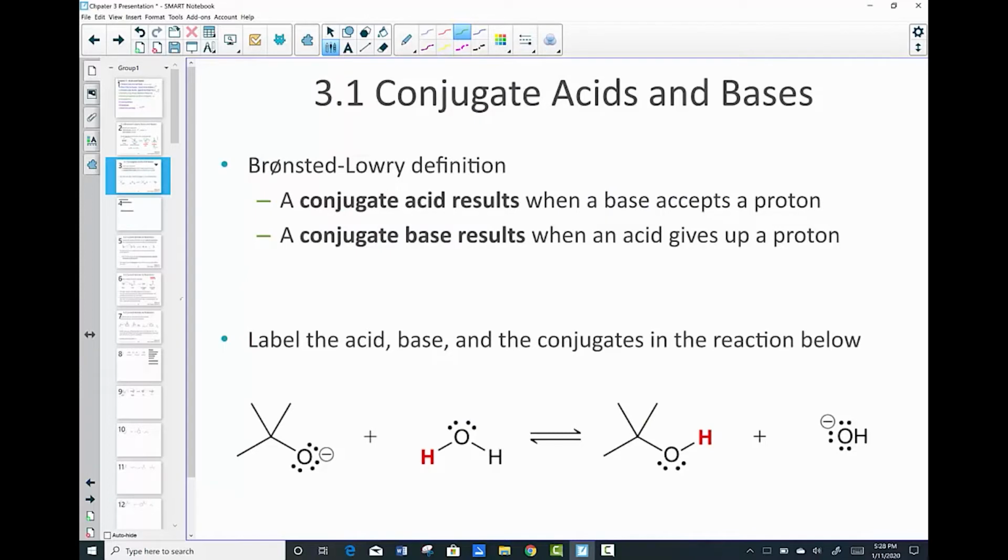The species that form are known as conjugates. So a conjugate acid forms when a base accepts a proton. The conjugate base forms when the acid gives up its proton. Remember a general rule: between 2 pairs, acids always have 1 more hydrogen.